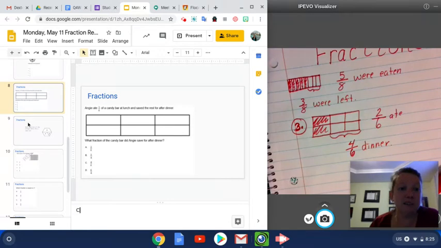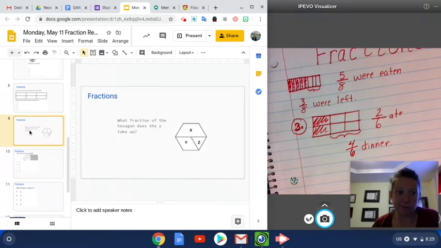Oh, now this is one of your favorites, boys and girls. I remember this one. What fraction of the hexagon does the y take up? Remember, these aren't 3 equal pieces if we look at it, because this is a triangle, this is a rhombus, and this is a trapezoid. So when they ask us what fraction of the hexagon, this is the whole hexagon, does y take up?